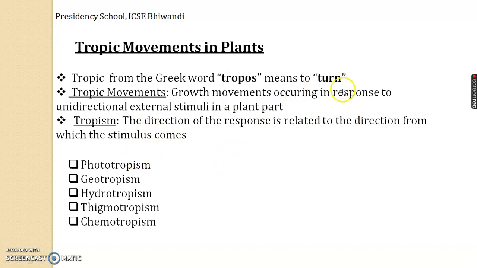We'll understand about the response and the stimulus. When I talk about stimulus, it's an internal or an external stimulus that arises, and in turn we get the response. Now let's understand in detail what we mean by response and stimulus. And with that, we'll learn about phototropism, geotropism, hydrotropism, chemotropism and thigmotropism in detail.